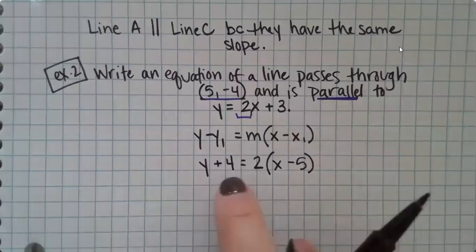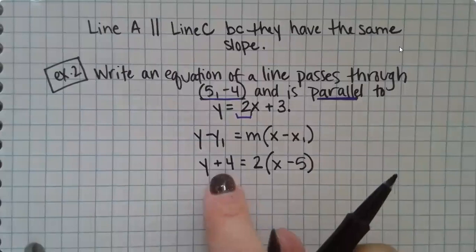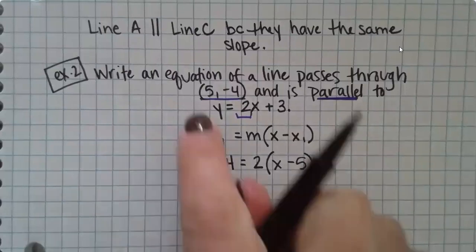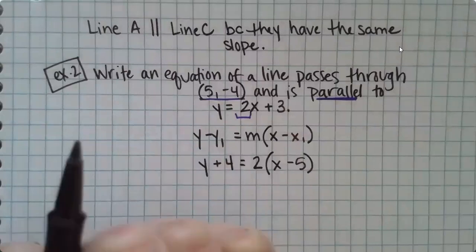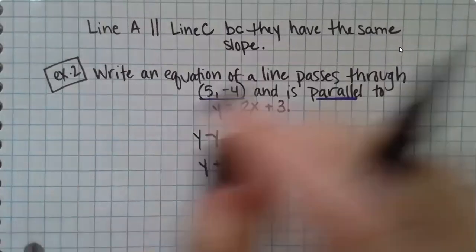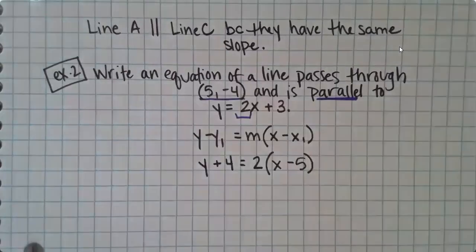We're going to want to get this into slope intercept form. When we're not told what form to put it in, we should always put it in slope intercept. So we're going to keep going and get this into slope intercept form.